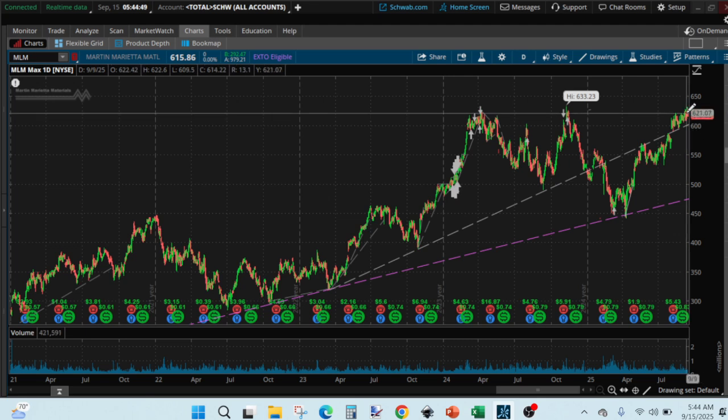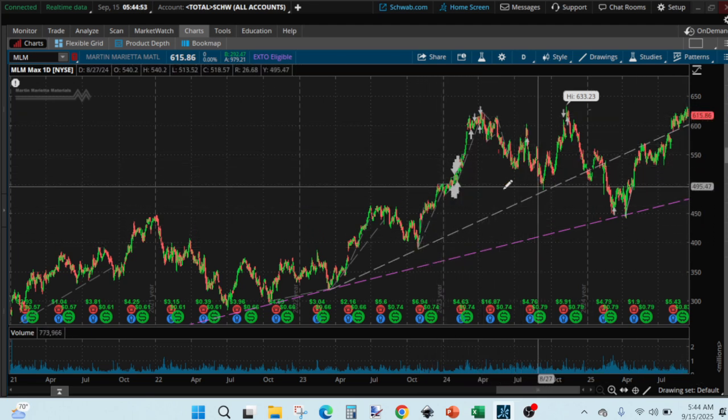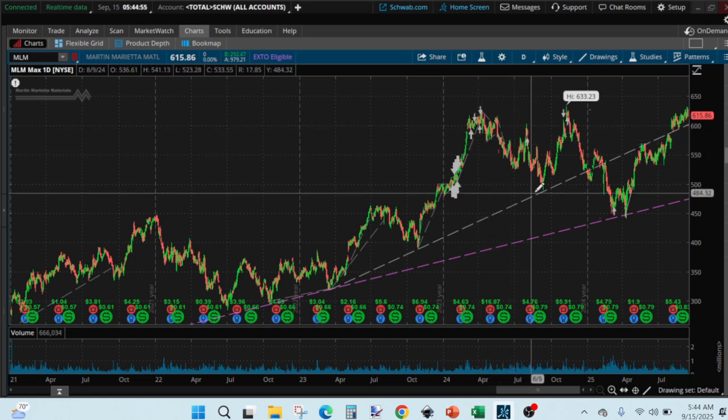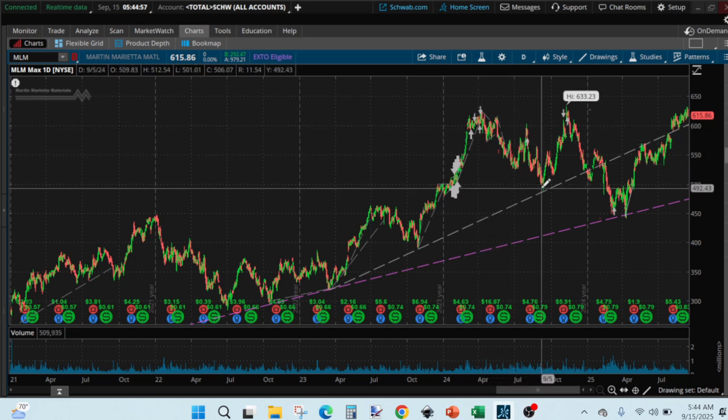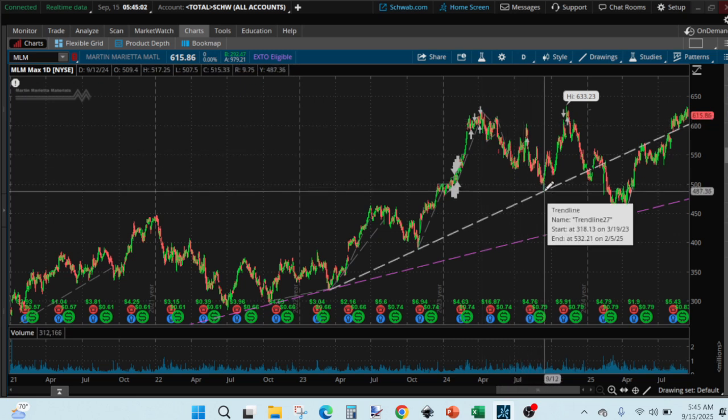So therefore, we may not sell it right away, because there is a chance it will continue to go up, pulling back, going up, pulling back. But we just need to know how long we want to stay in, because it's going to pull back to this line before going up again.